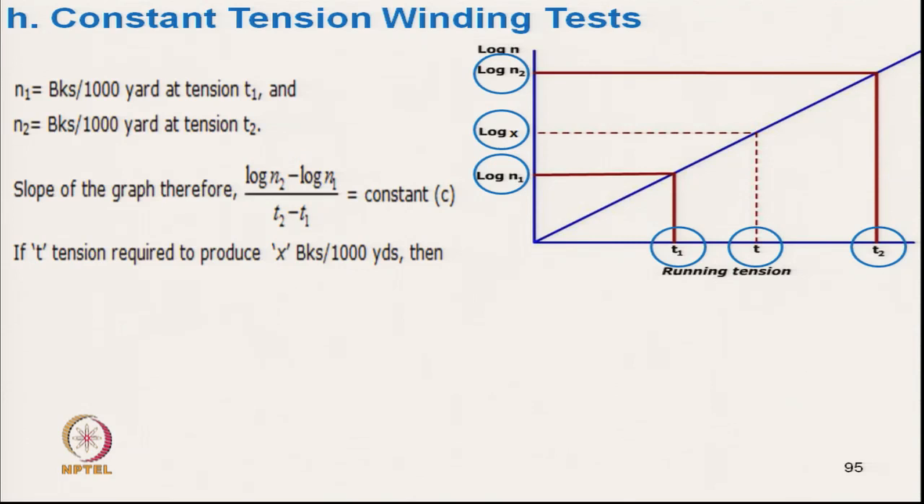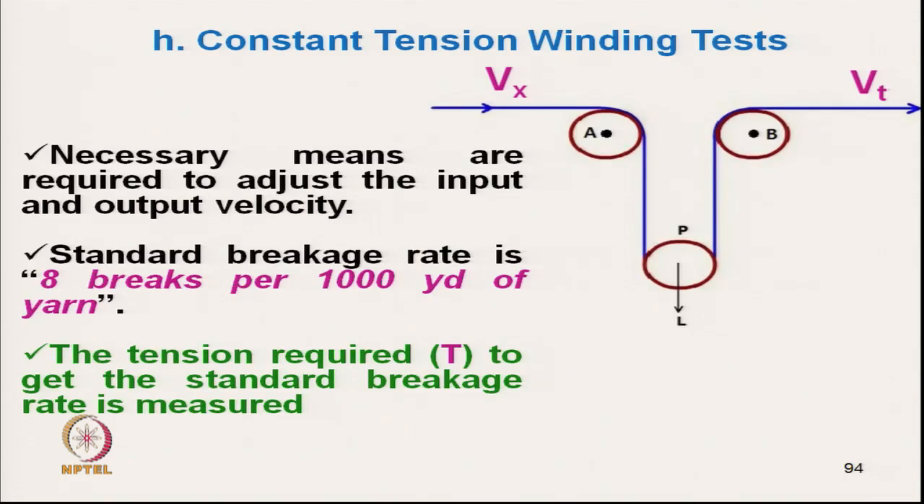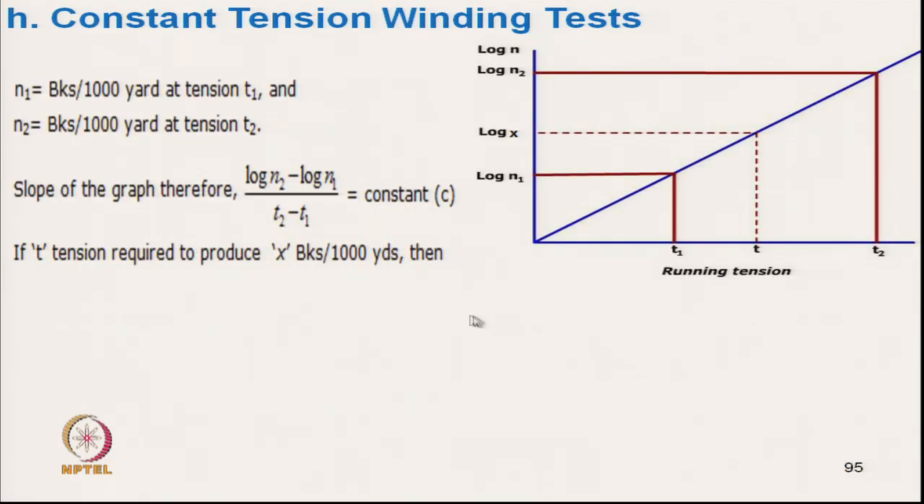Now, what do we have to reach here? We have to reach the standard value, which is nothing but 8 breaks per 1000 yard. To reach this 8 breaks per 1000 yard, we take log of 8 on the y axis and find where log of 8 is. If 8 is the standard, then we can simply tell this is the T value, which is what we actually want to know, and from which we can compare.